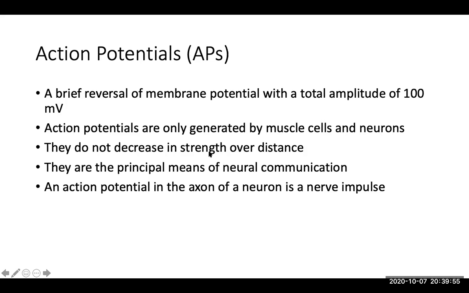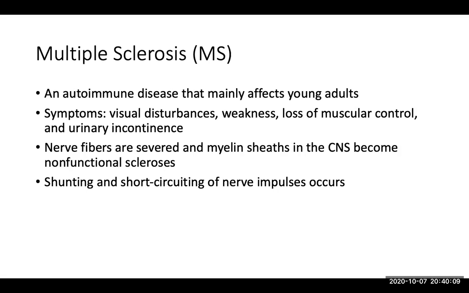They do not decrease in strength over distance, and they are the principal means of neural communication, and an action potential in the axon of a neuron is a nerve impulse. So it's just the way that signals get traveled down axons. Multiple sclerosis is an autoimmune disease. So an autoimmune disease, whenever you see that word, that means it's a disease where the body attacks itself.